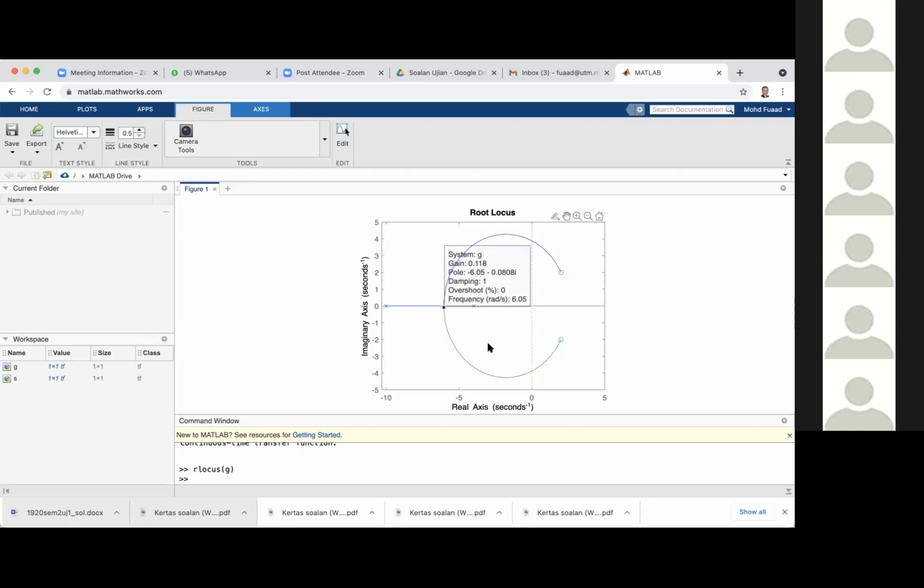Negative 6.05, negative 0.08 imaginary. Alah. Breakaway point mesti real, tak ada imaginary. Boleh lah tu, minus 6. Okay. Minus 6. Tu daripada komputer.